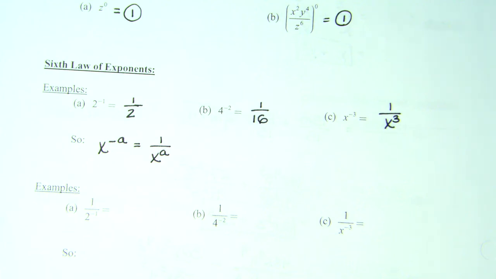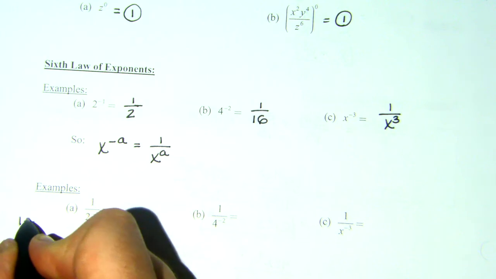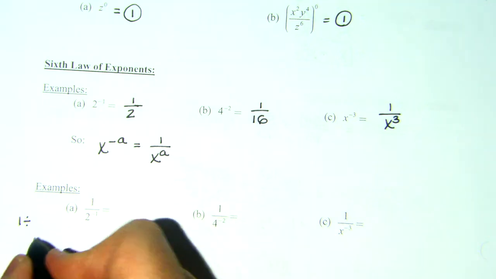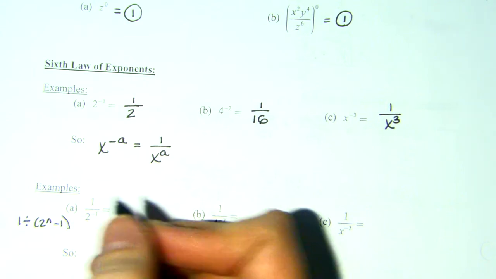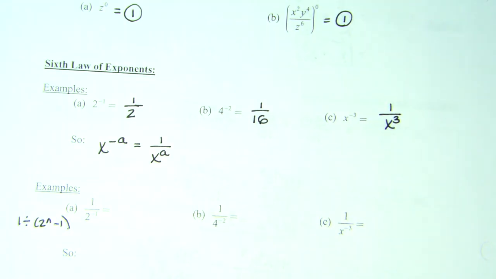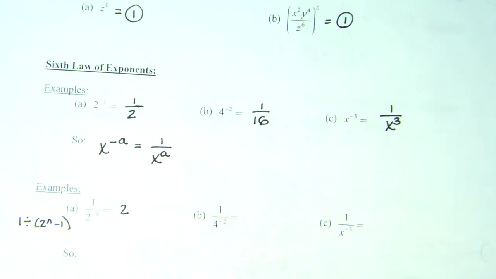There's a second part to this law. On your calculator, can you type in 1 over 2 to the negative 1? You're going to have to be careful with parentheses. You're going to say 1 divided by 2 in parentheses to the negative 1. What is 1 over 2 to the negative 1? I think your calculator should be telling you 2.